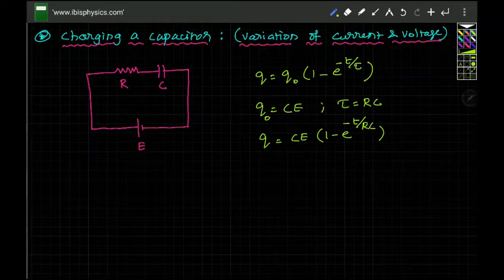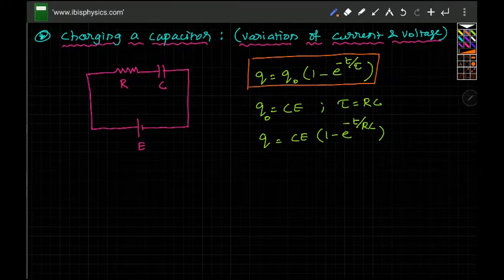Last video we established that the charge on the capacitor at any instant, when connected to an external EMF, is Q equal to Q naught into 1 minus e power minus t by tau, where tau is the time constant RC, whose dimension is second, and Q naught is equal to CE, the maximum charge. So what are we supposed to do? What is the current through the resistor, or current in the circuit at any instant?